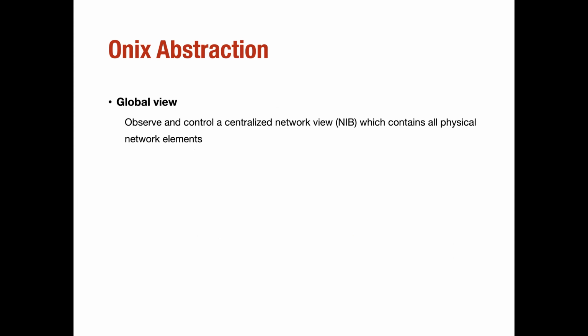So abstraction-wise, Onyx is offering a global view to observe and control a centralized network view through the NIB, which contains all physical network elements, right? Note here that Onyx is not offering any virtualization yet. So a virtualization layer has to be added on top of Onyx so that the control programs actually work on a virtual view of the network rather than the physical view. Onyx is offering a physical view of the network, but it is offering that as a network graph, the network information base.